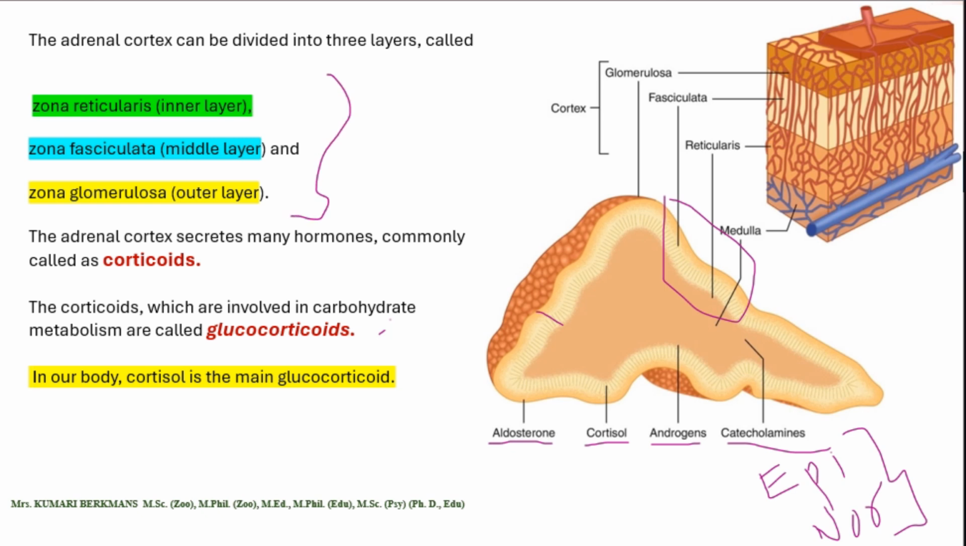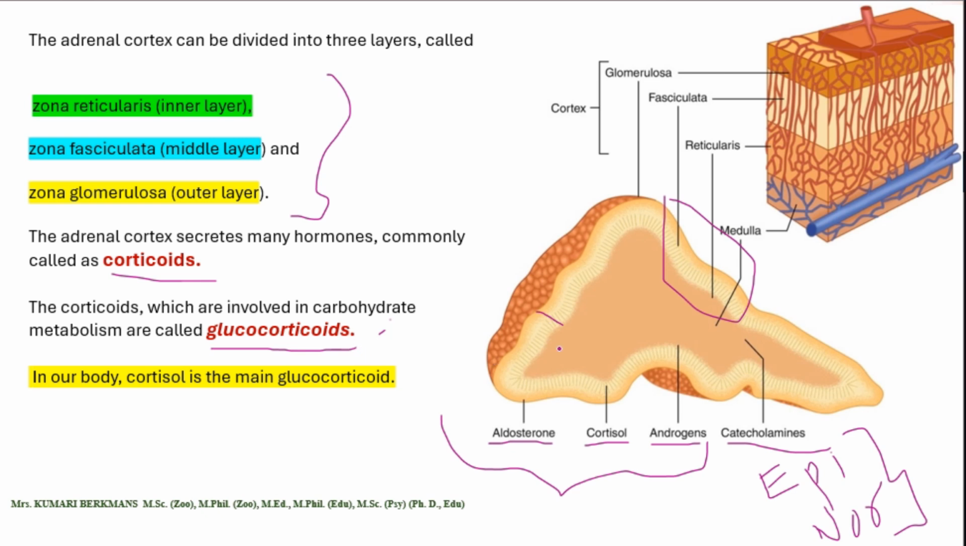Make a note. The adrenal cortex secretes many hormones. These three hormones are commonly called corticoids, and these two are commonly called catecholamines. The corticoids which are involved in carbohydrate metabolism are called glucocorticoids. Make a note.